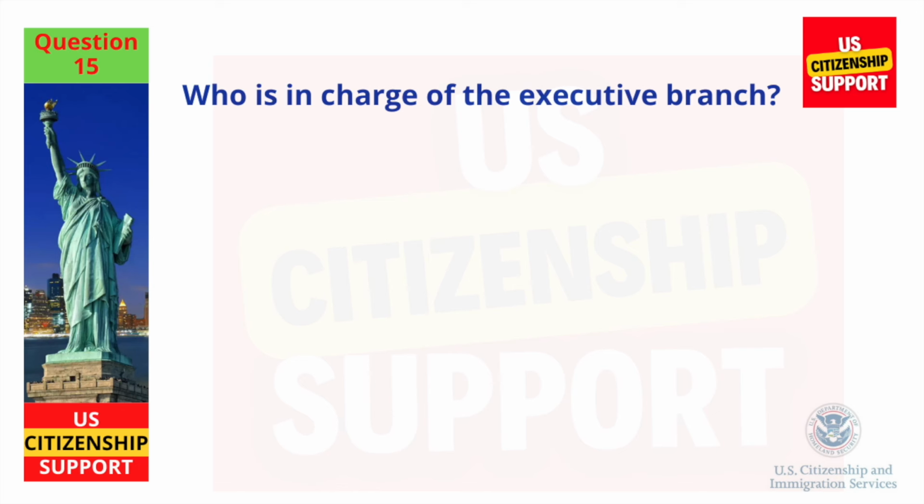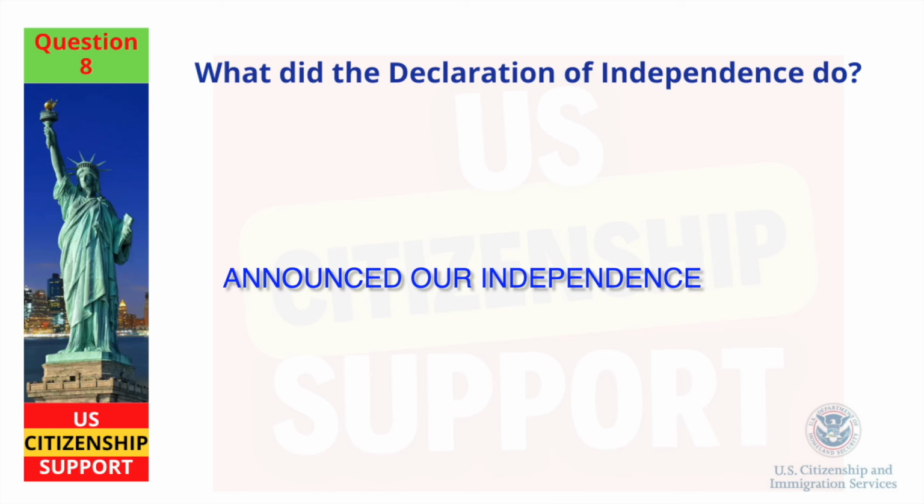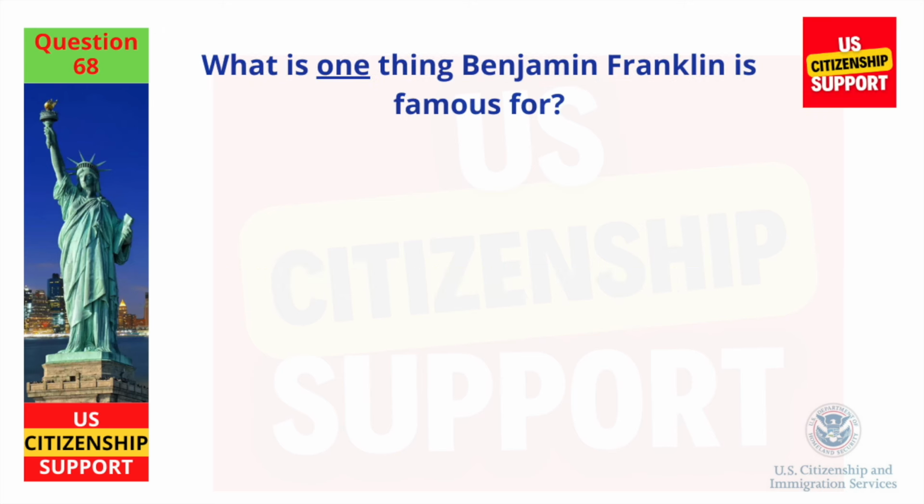Who is in charge of the executive branch? The president. What did the Declaration of Independence do? Announced our independence from Great Britain. What is one thing Benjamin Franklin is famous for? U.S. diplomat.